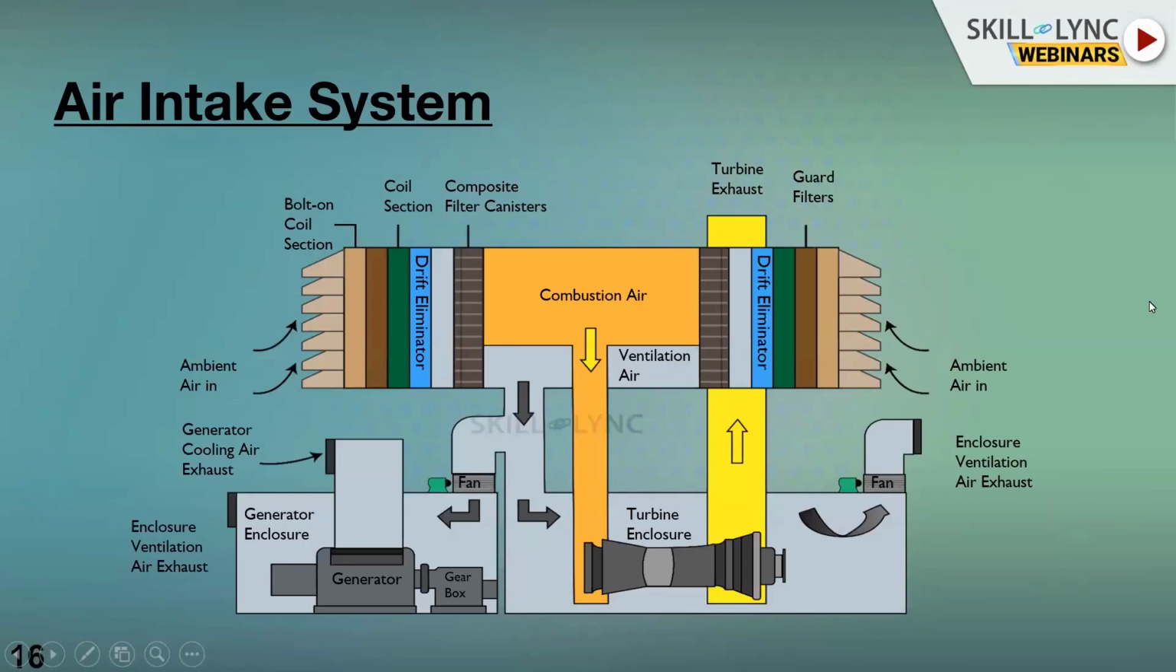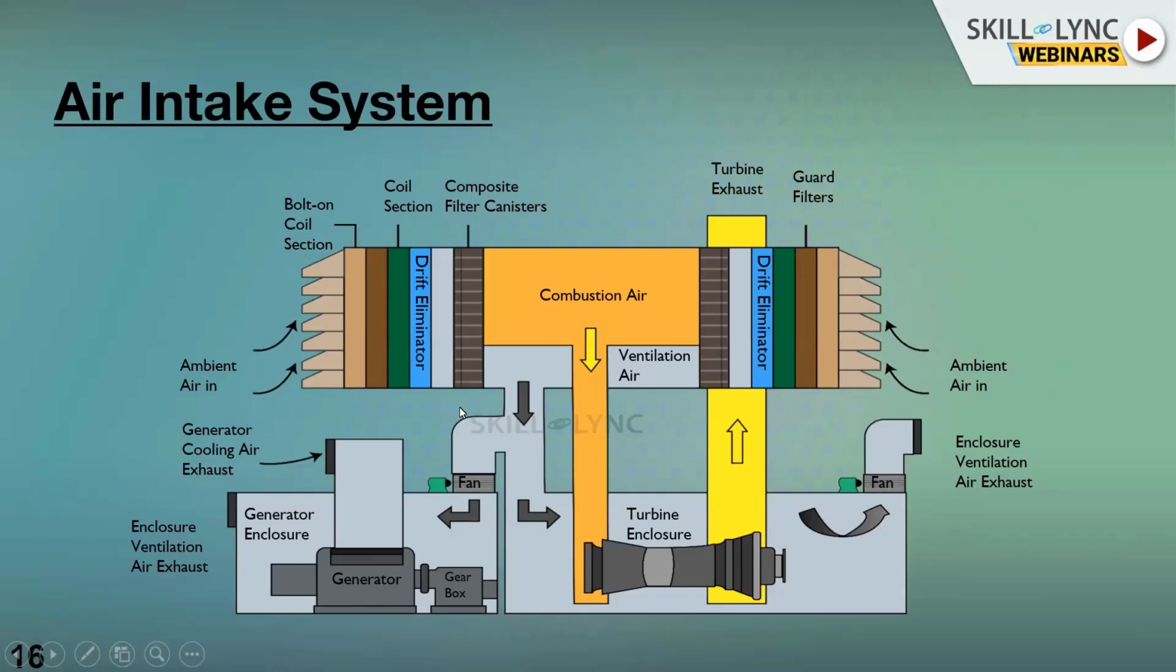So here I have a snapshot for a GE power plant, gas turbine power plant. And the air filter is the one which is located on the top. So this is basically your turbine enclosure. This is your generator enclosure, which has both generator and gearbox. And then the structure above that is the air filter.